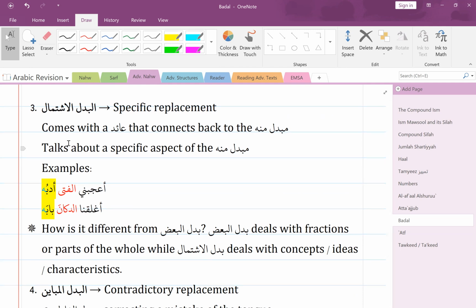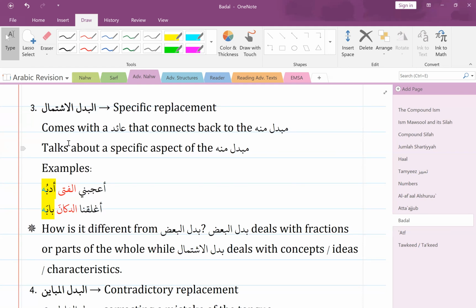For example, أعجبني الفتى أدبه. If I said أعجبني الفتى, the boy impressed me. In what sense did he impress me? His manners. أدبه. So I'm talking about a character of the boy, not the entire boy, not everything that makes up the boy, just a specific character of him. Just a particular character that I noticed about him that impressed me. So I was impressed by his manners, the boy's manners. Okay, so you can see it gives more clarification in this case.